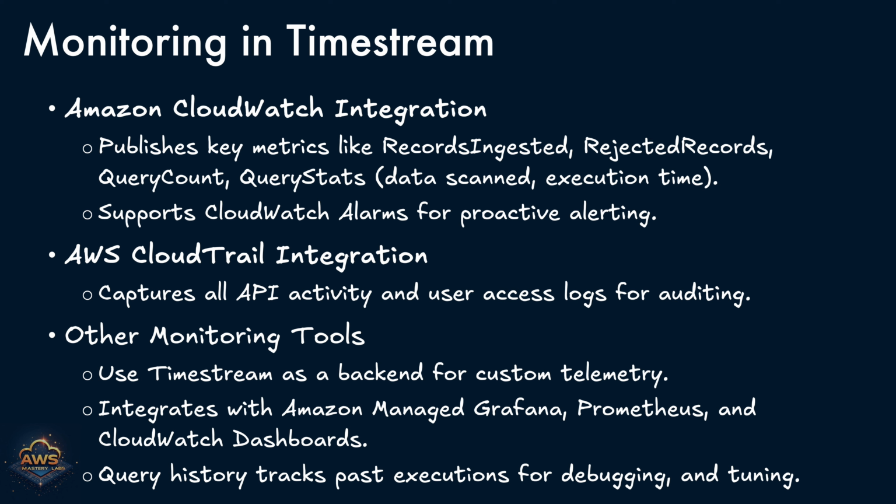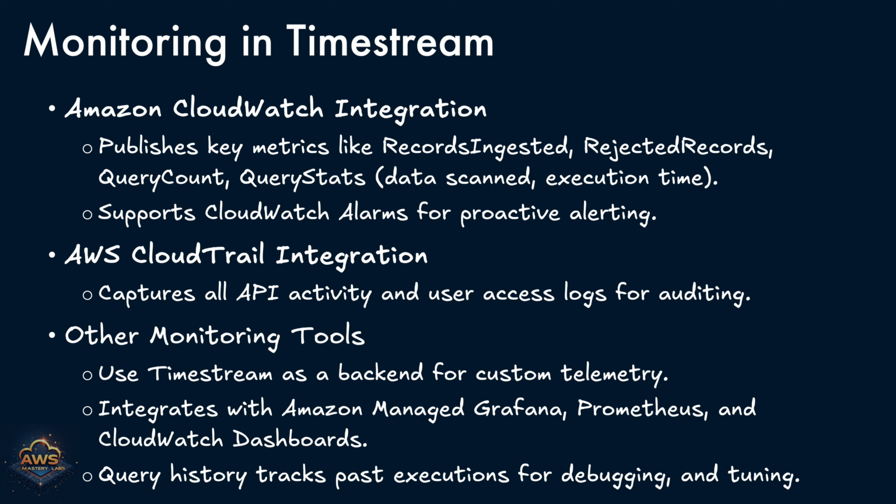You can also analyze query stats, such as data scanned and execution time, which are returned with each query to help optimize performance and control costs. Timestream integrates with AWS CloudTrail to capture API activity and access logs. This allows you to audit who queried what and when, monitor access patterns, and ensure compliance across your workloads. CloudTrail logs are particularly useful for security reviews, governance, and troubleshooting access issues.